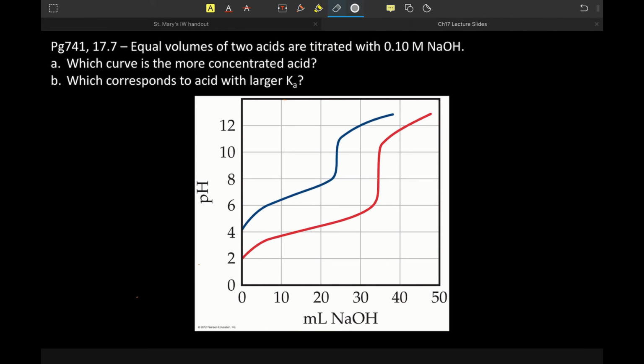Okay, so this question is telling us that equal volumes of two acids are titrated with the same base. Note that it says nothing about their respective concentrations, and then it asks us to interpret which is the more concentrated acid. More concentrated acid means that there is more total acid, more moles of acid present.